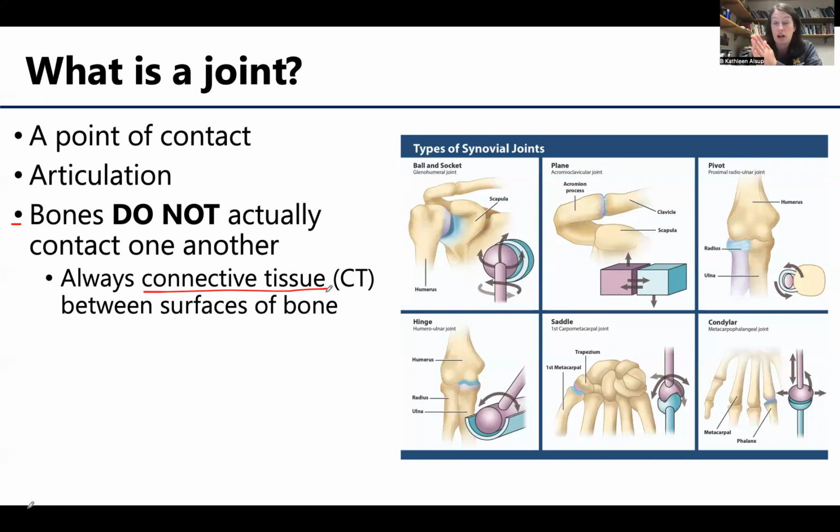That's painful. We'll talk about some of the clinical correlations of where that can actually occur. But generally, in healthy individuals, there's always going to be connective tissue. What type of connective tissue will differ depending on the joint, but there will always be connective tissue between the surfaces of bone. Again, you'll hear me say articulation or articulating quite a bit. Just think joints when you hear me say that.